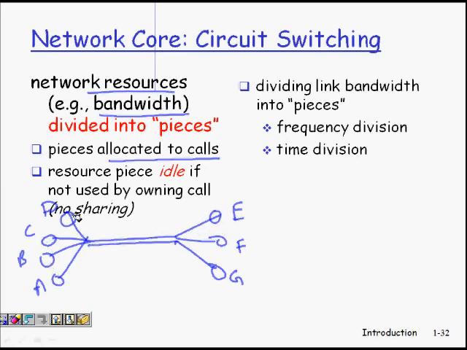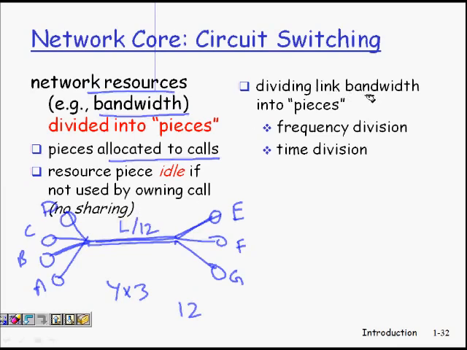If B is talking to E, there will be a dedicated resource from B to E. So here 4 into 3, that is 12 different communications can happen. This link capacity will be divided by 12 for all the different calls. But what will happen if B is not talking to E? Then that particular resource will not be utilized.